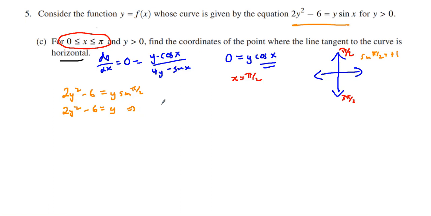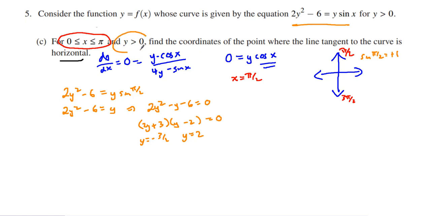Which means we can rearrange this and get 2y squared minus y minus 6 is equal to 0. We have a little quadratic. We just have to do our little quadratic right here. We have 2y times y, that equals our y squared. And we're going to get plus 3 and negative 2. Which means y could be equal to negative 3 halves, or y could be equal to 2.